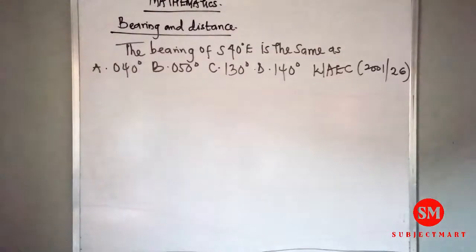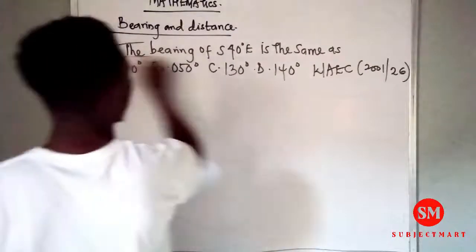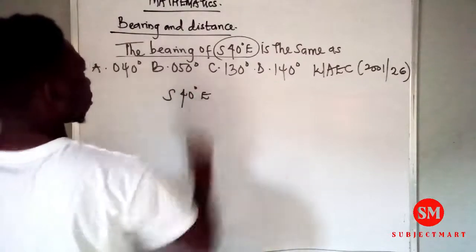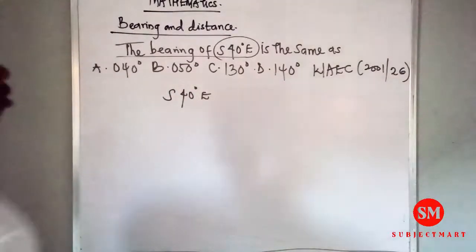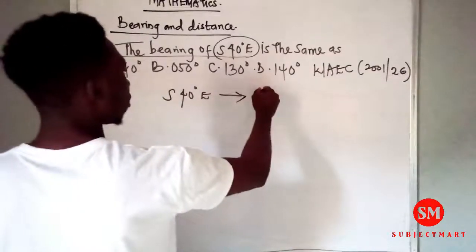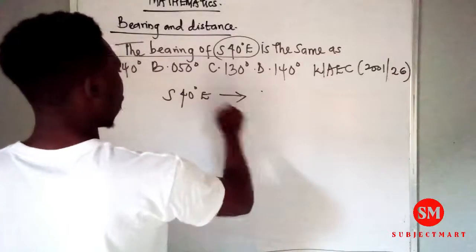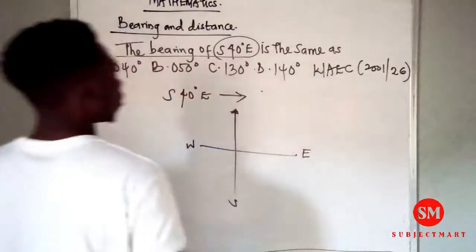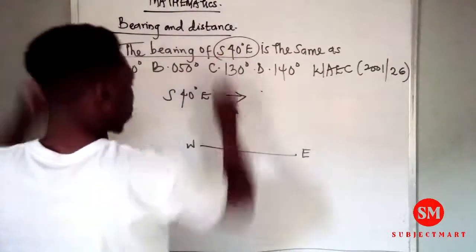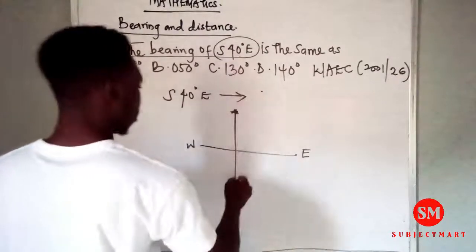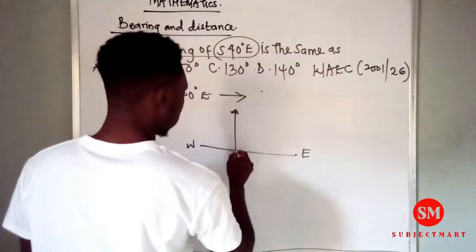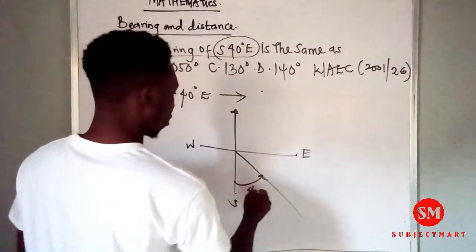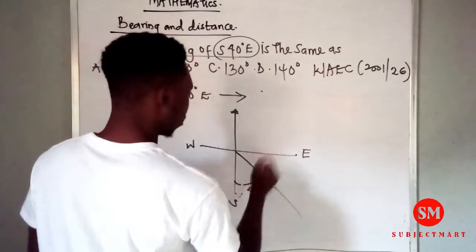Okay, so going further here, now we said, the bearing of south 40 degrees east is the same as what? Let's convert this to a three-digit bearing. So we'll have our north here, south, we have our west, and we have our east. Now they say this is south 40 degrees east. South 40 degrees east should give us this. 40 degrees east.